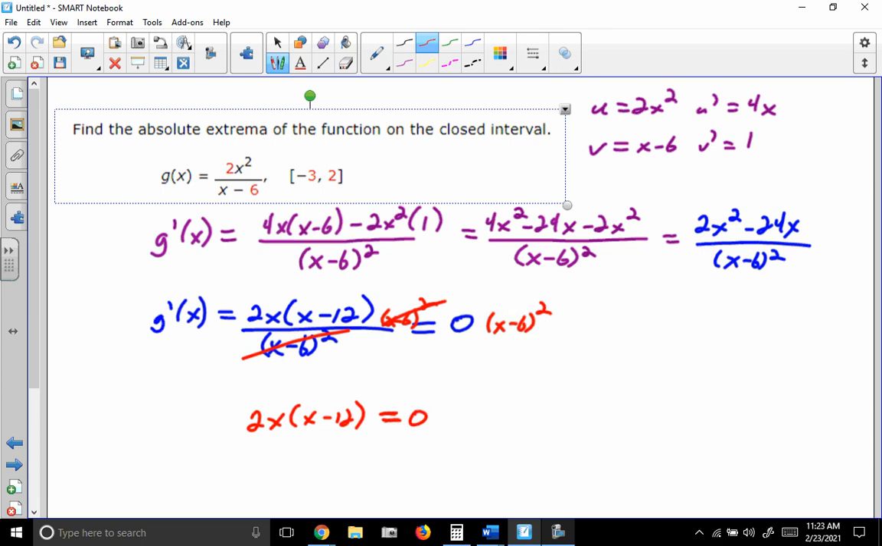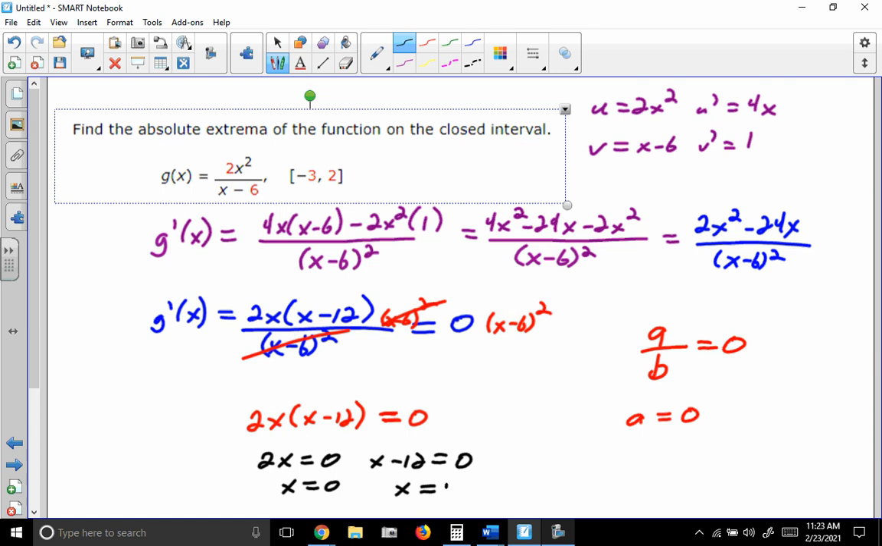But if we have one fraction on the left and we have a 0 on the right, the only way we can make a fraction equal to 0 is whenever the numerator is 0. So if we just take the numerator and set it equal to 0, we have already factored the numerator. We did that in the previous step. So since that's factored, all we have to do is set each factor equal to 0. So we have a critical number when x is 0 and a critical number when x is 12. So those are our critical numbers.